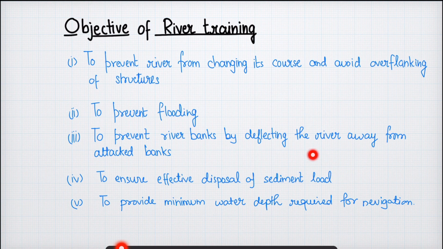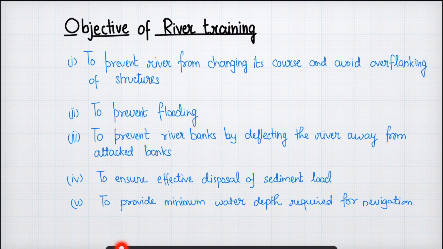Whatever sediment load is there, you can create another structure to ensure that whatever silting or scouring is happening is within our control, and whatever extra sediment is being collected can be effectively disposed of. That is again the purpose of the river training work. And the fifth point is to provide the minimum water depth required for navigation.